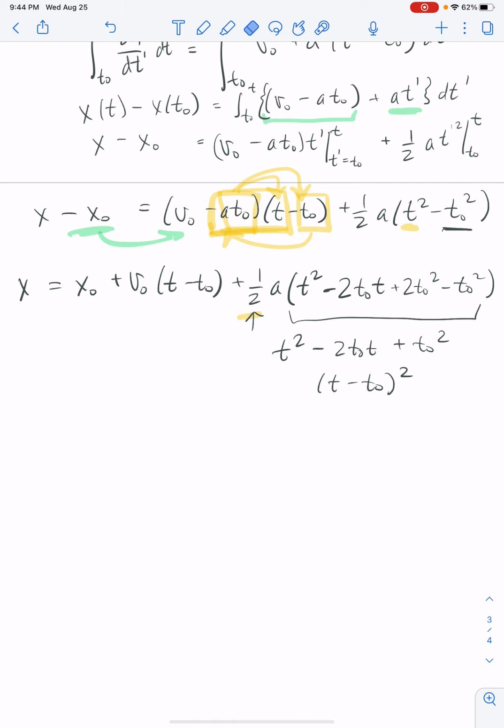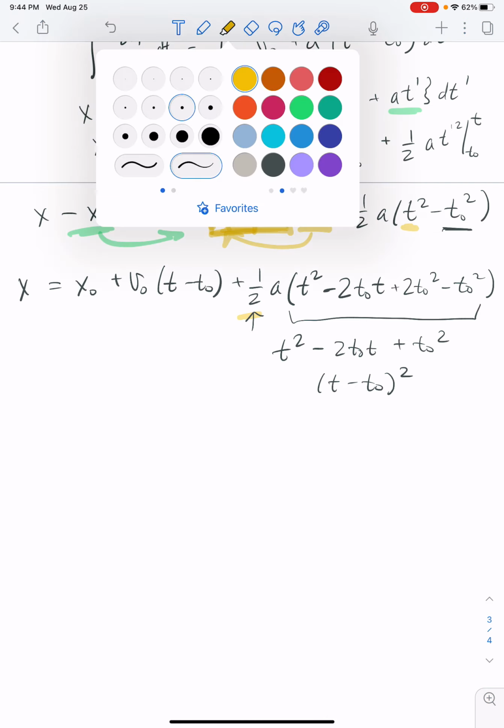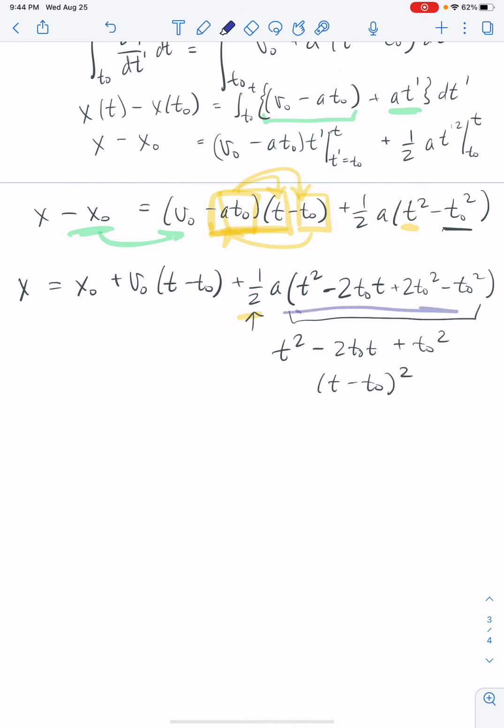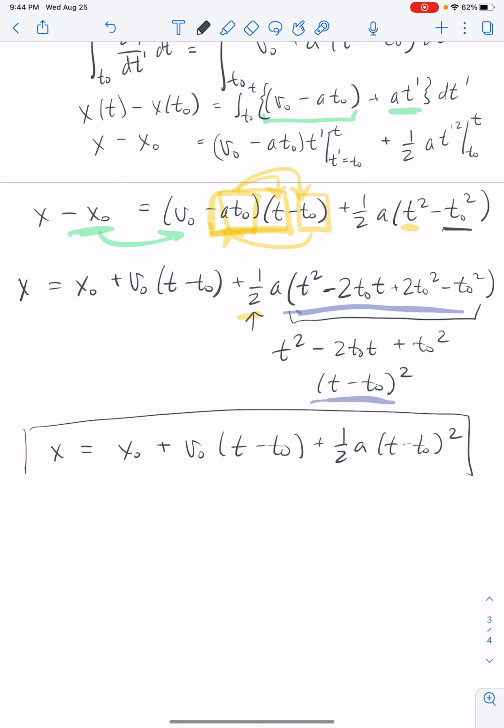Whole thing isn't equal to that, but it's highlighted in a different color, just this part is equal to this, okay? And so now when I rearrange it that way, I get x equals x naught plus v naught times (t minus t naught) plus 1/2 a (t minus t naught) squared, right? And that is our second kinematic equation, all right?